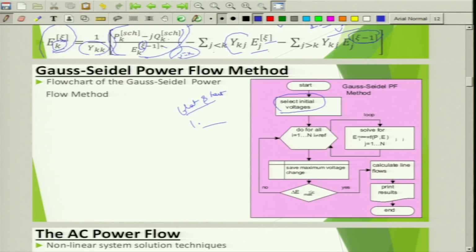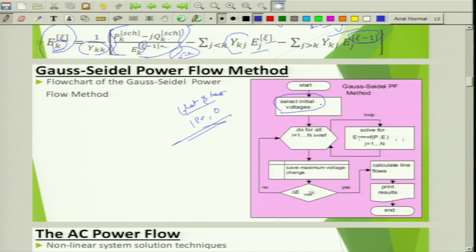Flat start means voltage is considered to be 1 per unit and angle is considered to be 0, right? Because even in real time the voltages will be close to 1 per unit, and the angle will have a 5 degree to 10 degree variation at maximum. So this assumption is valid.